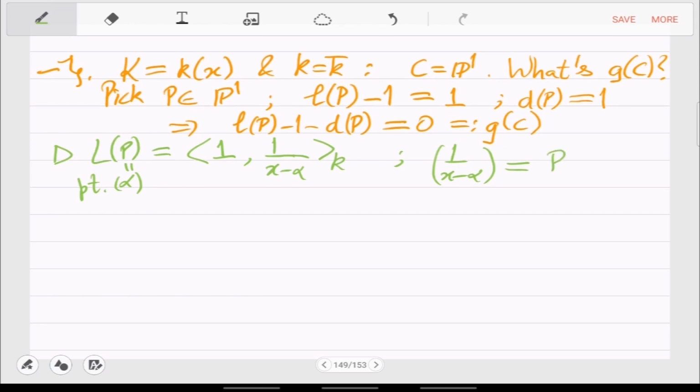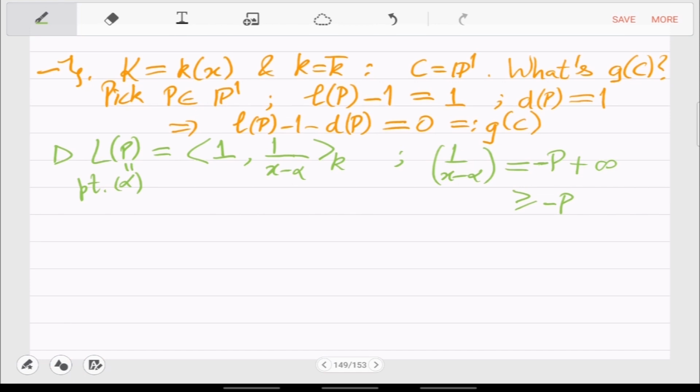Because at x equal to alpha it becomes infinity, but it also should have a zero, right? Every function has zeros and poles. So what is the zero? Sorry, this is minus P. What is the zero? That's infinity. So it's infinity minus P. So clearly this is greater than or equal to minus P. So 1 over x minus alpha is in LP by definition, because you want functions such that f plus P should be greater than or equal to 0. That is being satisfied.